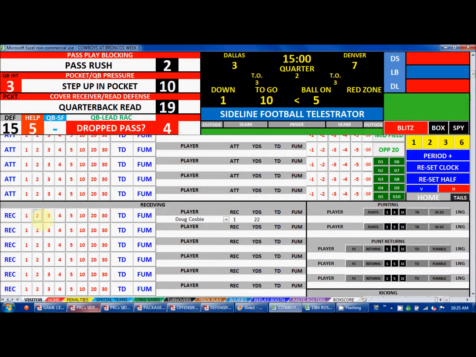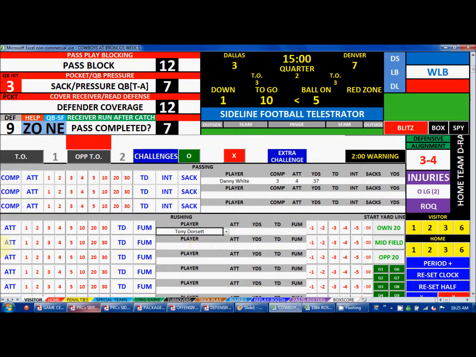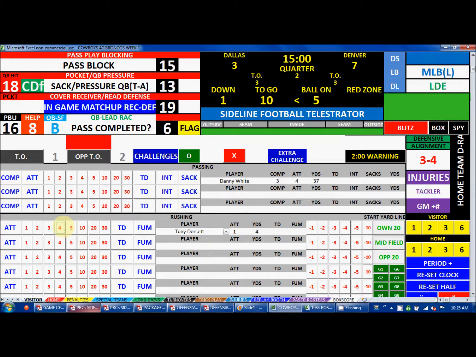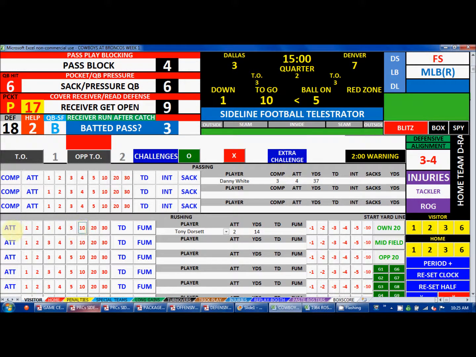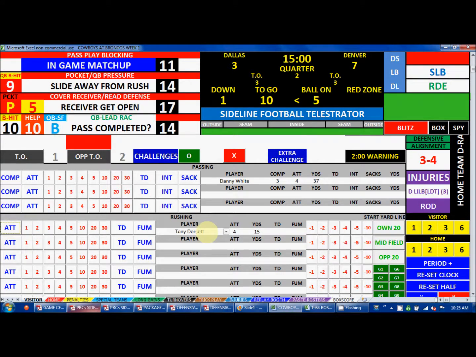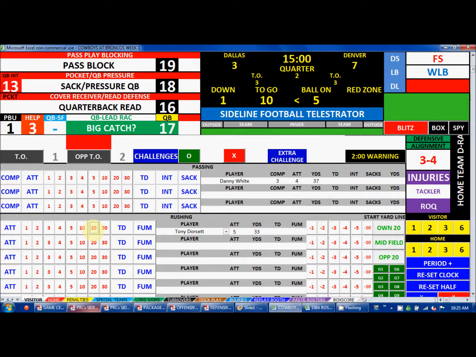22 yards. Maybe Tony Dorsett now gets a couple ball carries. Again, you're just choosing from drop-down menus because you preloaded the rosters at the beginning. 4-yard gain. Hits the outside for 10. 1. Loses 2. Maybe gains 20.